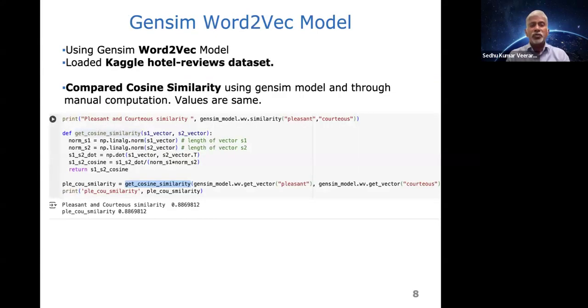And using the Gensim Word2Vec model, loaded the Kaggle hotel reviews dataset, compared the cosine similarity using the Gensim model and through manual computation, and the values are the same as shown below.